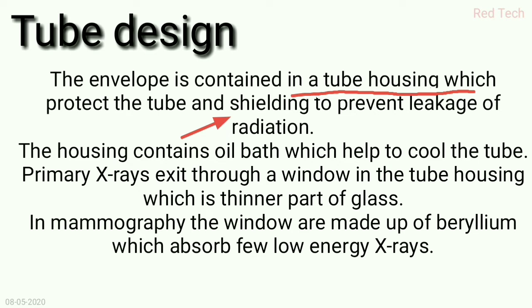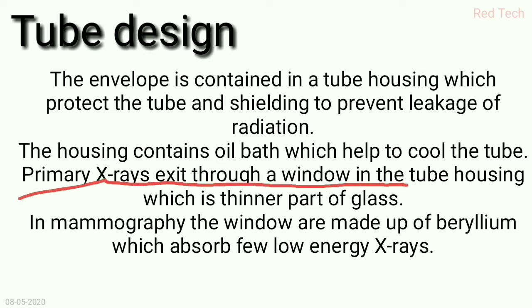And the envelope is contained in the tube housing, which basically protects the tube, provides shielding, and prevents leakage of radiation. To prevent radiation leakage, we provide the tube housing, which contains an oil bath that helps to cool the tube. And basically the primary X-rays exit through a window, a thin glass window present in the tube housing.